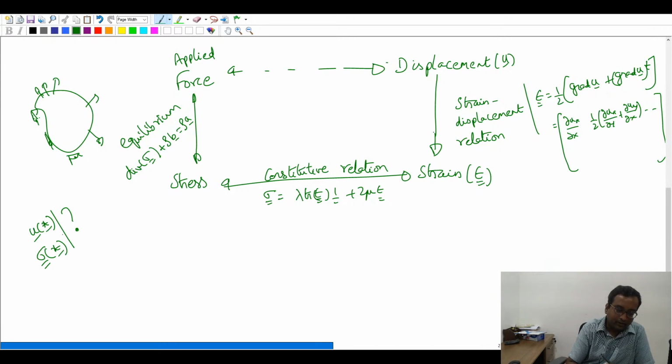Solving the boundary problem to get the displacement and stress field over the entire body is called stress analysis.